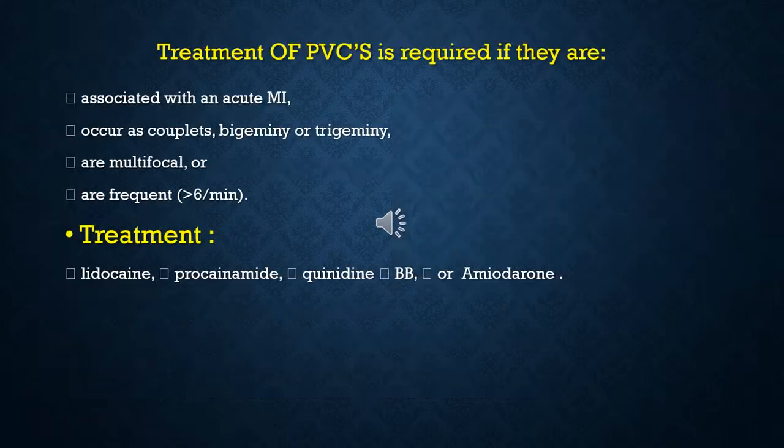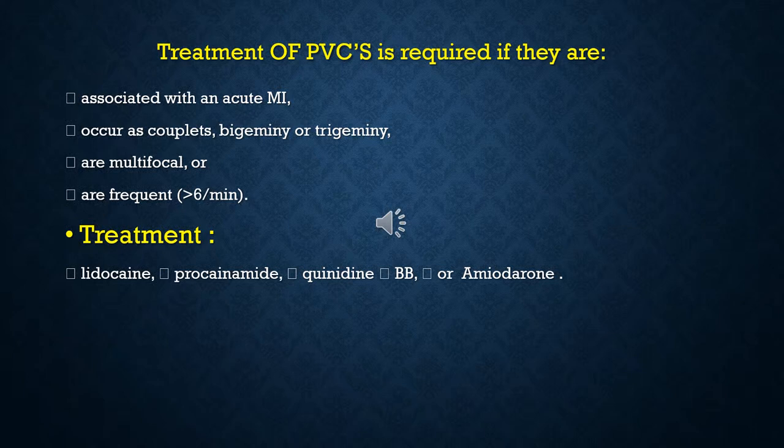As I said before, PVC is a benign condition and will not need any treatment, but if it is combined with the following criteria, we must treat it. When must I treat PVCs? If it is associated with acute myocardial infarction, if it occurs in couplets, bigeminy or trigeminy, if it is multifocal, or if it is frequent. What is meant by frequent? More than 6 beats per minute.